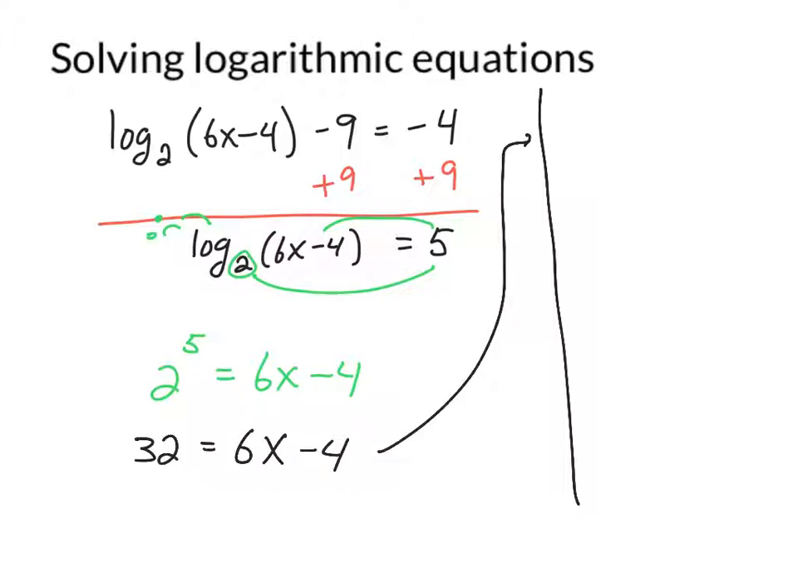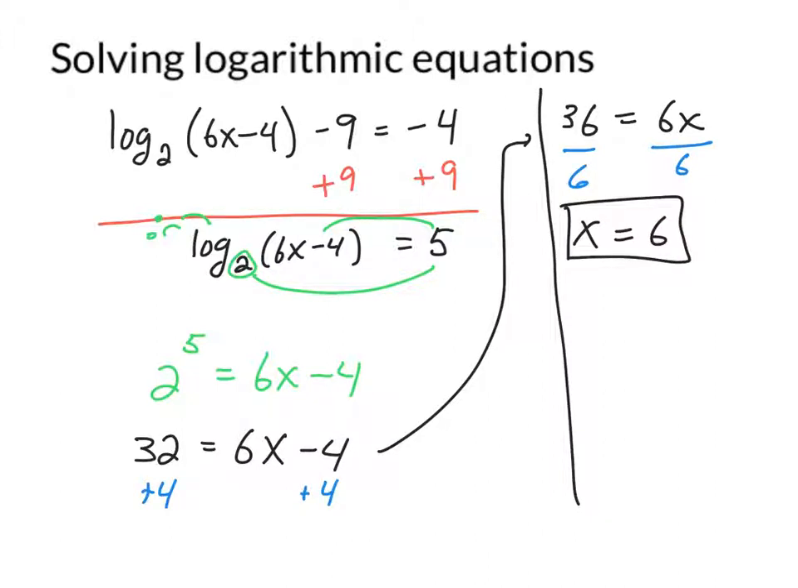Let's see. If I'm going to undo this, what I need to do is add 4 to both sides of this equation. So if I add 4 to both sides, what we get is 36 on one side of the equation, and we get 6x on the other side. Now what I need to do is divide both sides by 6, and my solution is x is equal to 6. Okay, so x is equal to 6.